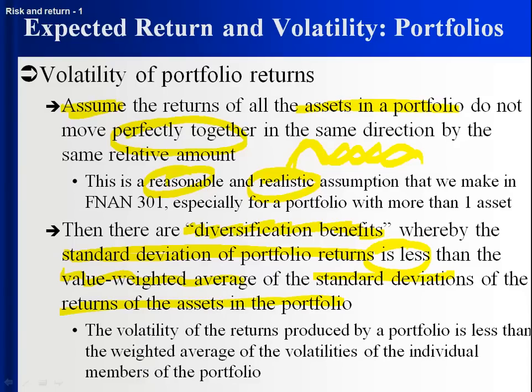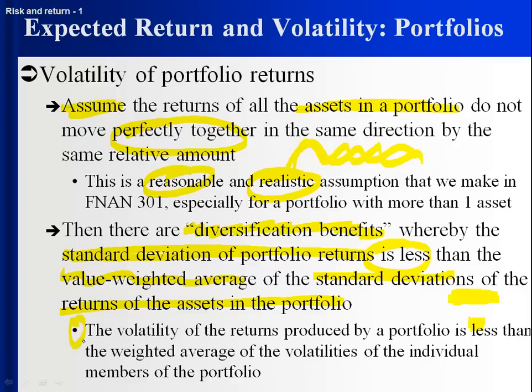So you can think about it this way: we have a bunch of assets in our portfolio. We figure out their standard deviation. We take a weighted average and we come up with some number. And then we look at how the returns of the portfolio actually move around and compute the standard deviation based on, find the mean, find the deviations from the mean, compute the standard deviation. You'll get some number that's less than that.